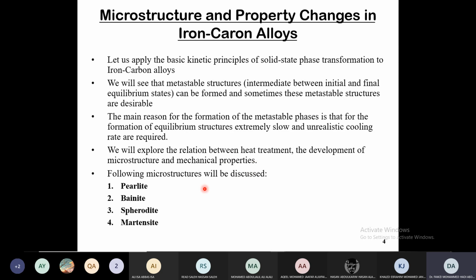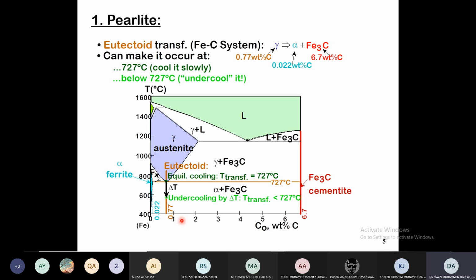The phases that we are going to be interested in are the pearlite phase, the bainite phase, the spheroidite phase, and the martensite phase. These are the phases that we are going to look at. To start with, we are going to look at the pearlite phase, which you already know.